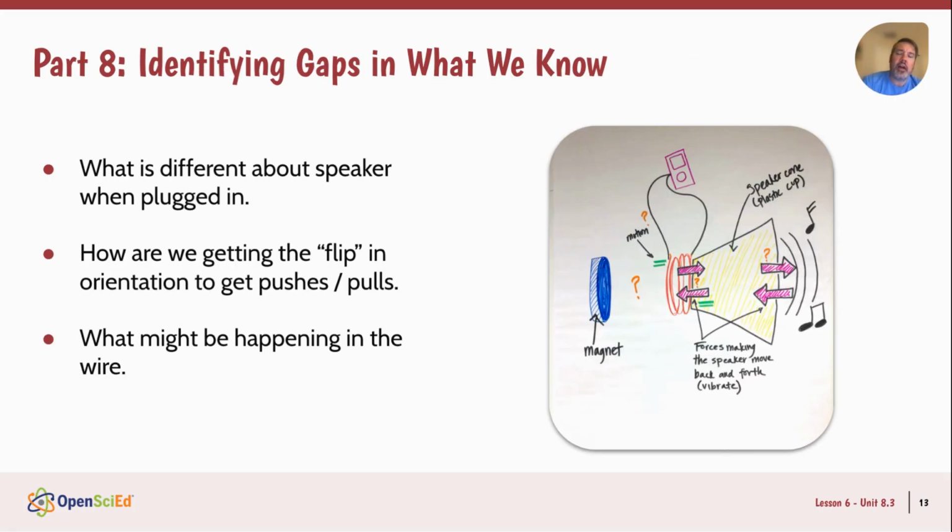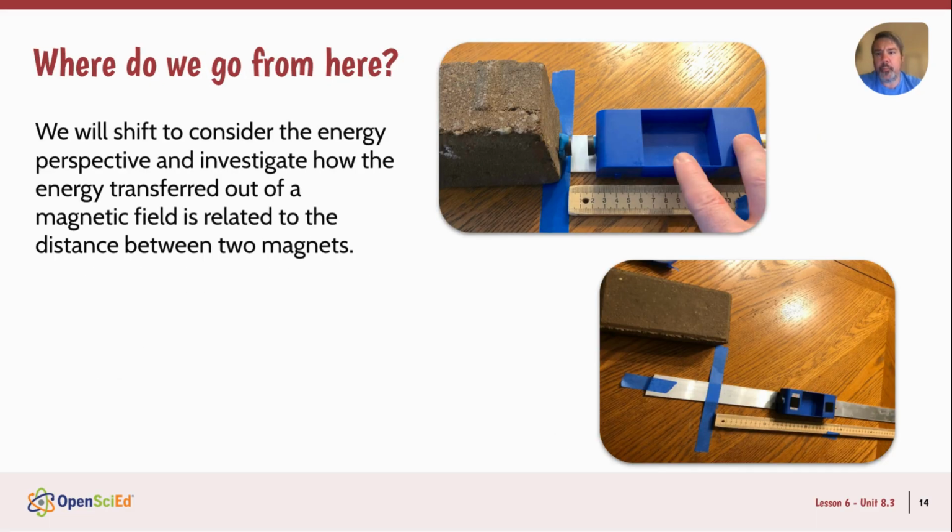Then after that, we are going to really identify the gaps. So we're trying to figure out, like, what is different about the speaker when it's plugged in? What's causing the flip in the orientation? And like, what might be happening in the wire? Like, what's happening with this whole other part of the system with the music player and the wire? And that's really where we want to go next to try to figure out more about what's happening. So where we go from here is to start to shift to an energy perspective. We've been talking a lot about forces.